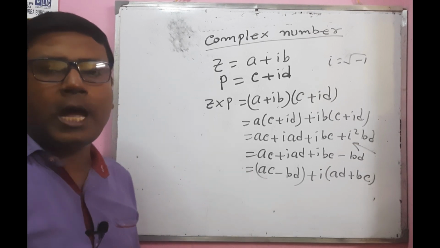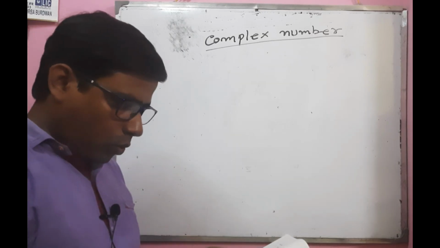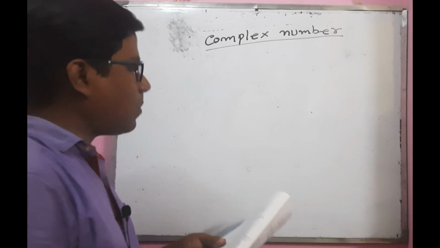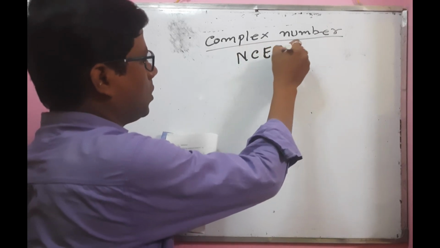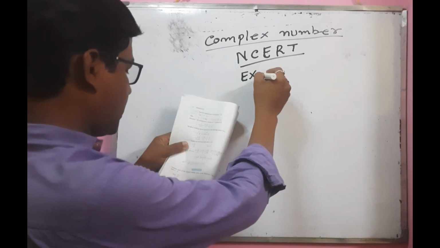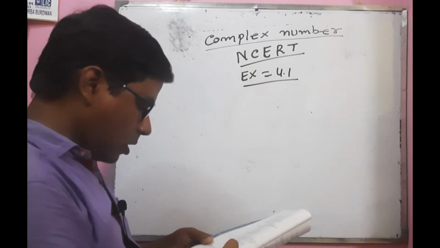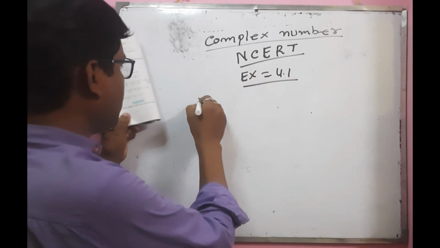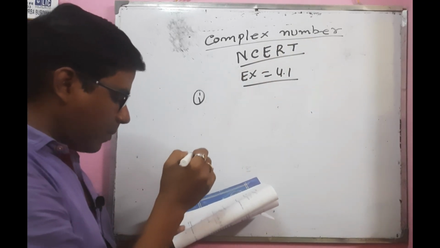Now we move to the exercise section of the NCERT book. Now we are discussing the exercise of the NCERT book. Exercise 4.1. First question is, express the given in the form A plus iB.